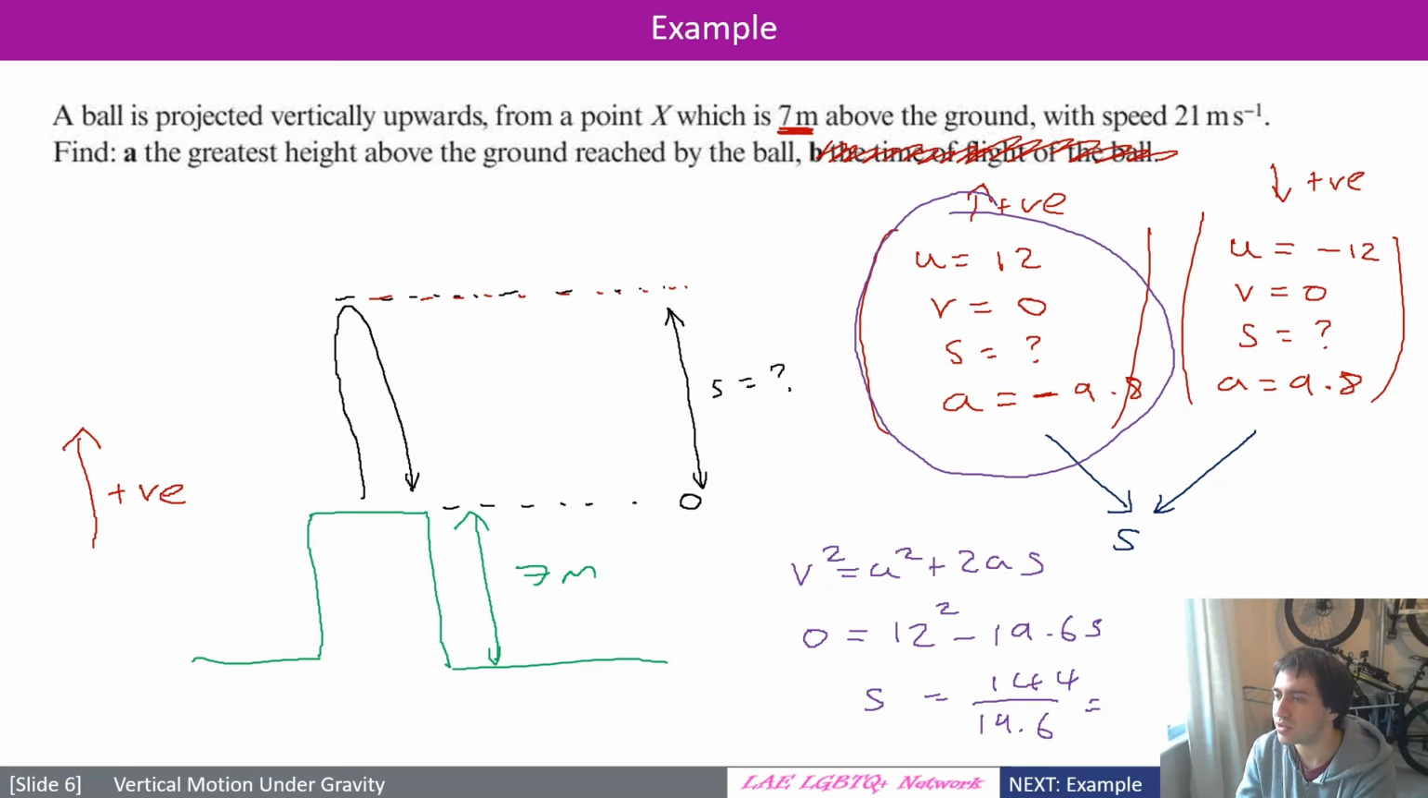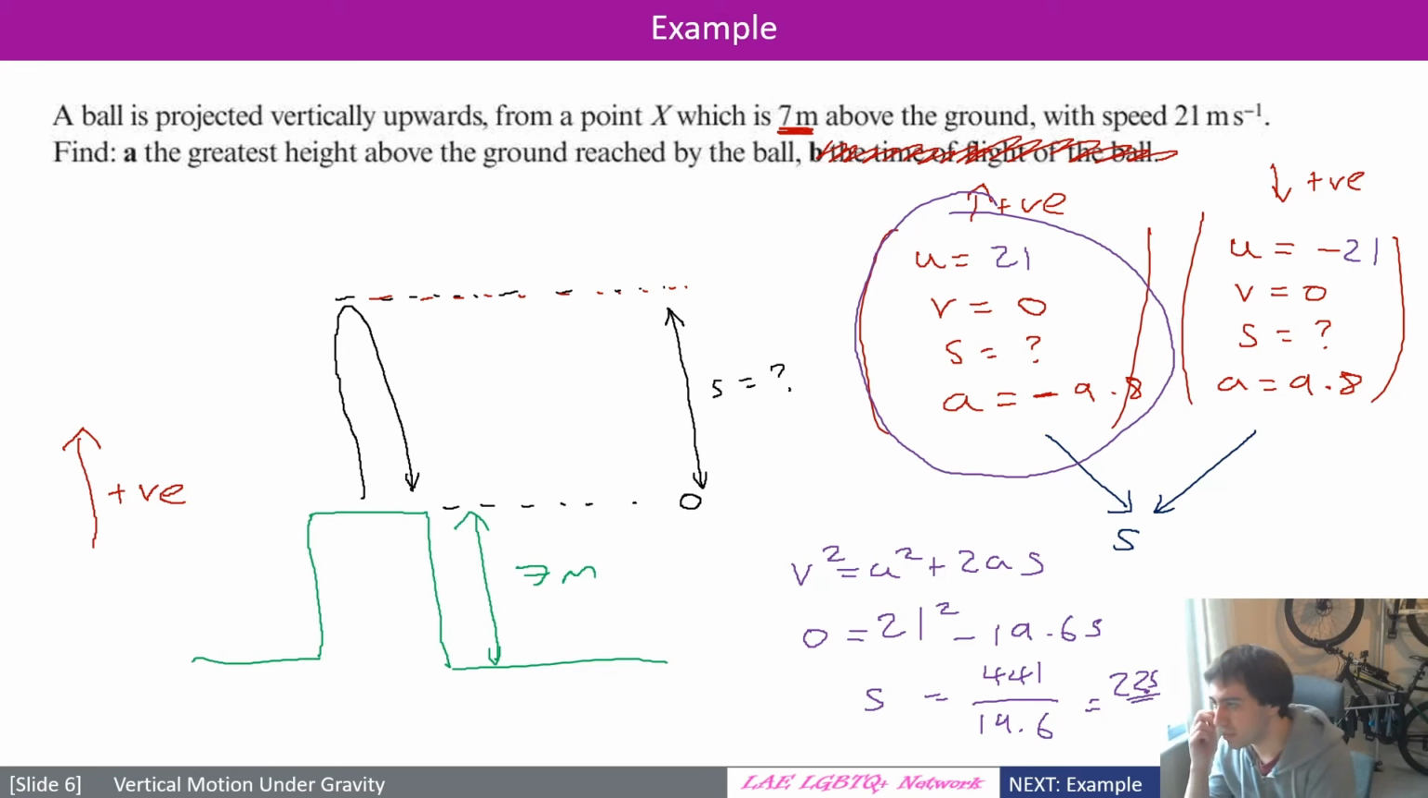Oh, sorry, did I write 12? Oops. The question says 21. Oh dear, classic. So it's 21. 21 squared is 20 times 22 plus 1, 441, over 19.6 is 22.5. Oh, I can't write on my face. 22.5, there it is. Okay, but is that the final answer?